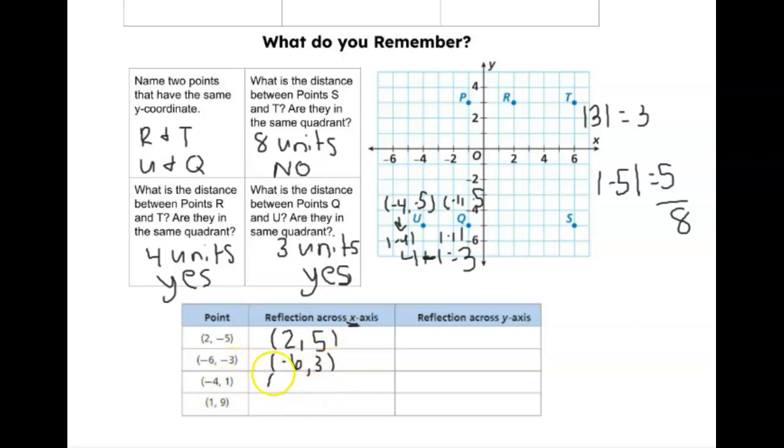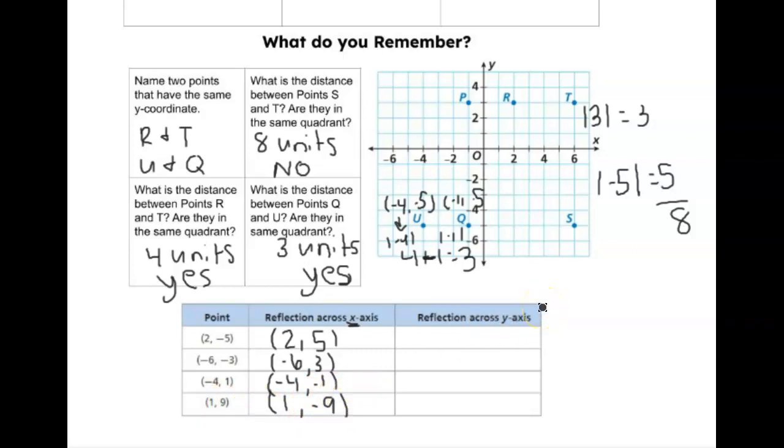On this one, again, we have -4, but the sign on the second one changes. So instead of +1, it's -1. And our last one on the side, we have 1, and then the 9 changes to -9.